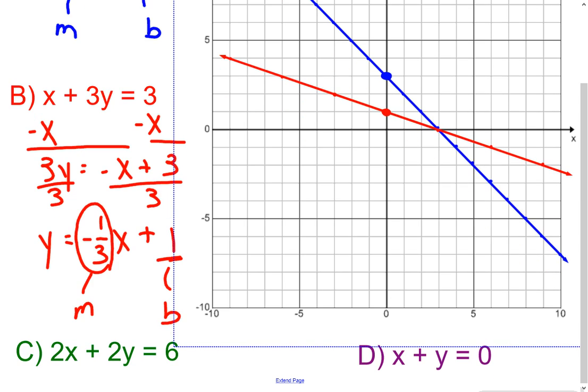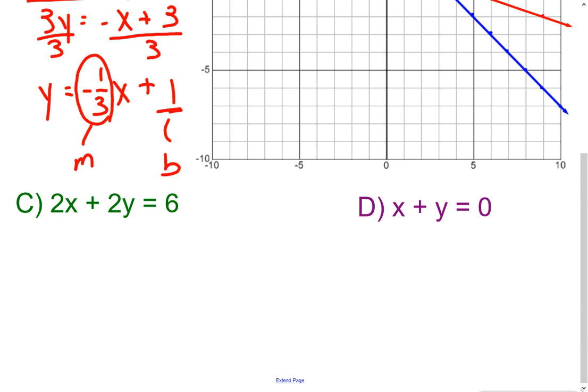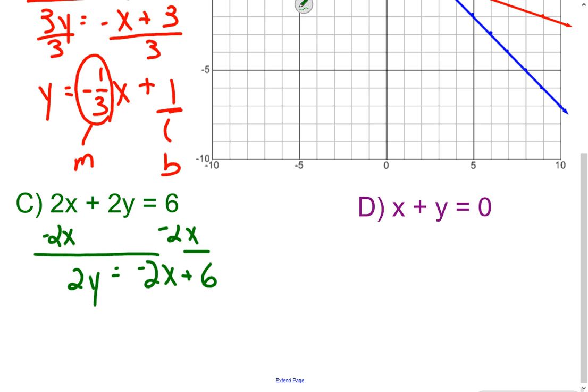Now, the two that you didn't see, they're down here. And again, the green one now is not in slope-intercept form. So I'm going to get it into slope-intercept form by subtracting 2x from both sides. And now I have 2y equal to negative 2x plus 6. Divide both sides by 2 to get that y all by itself. And we have y equal to negative x plus 3.